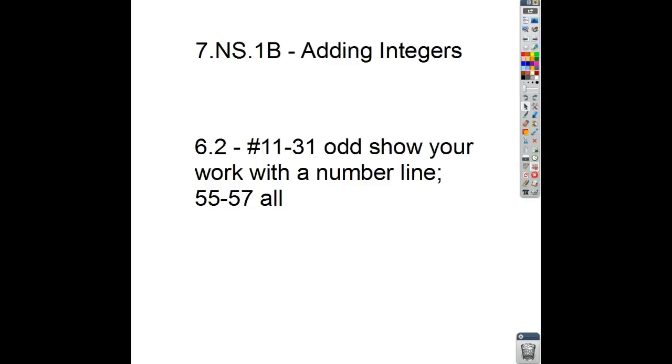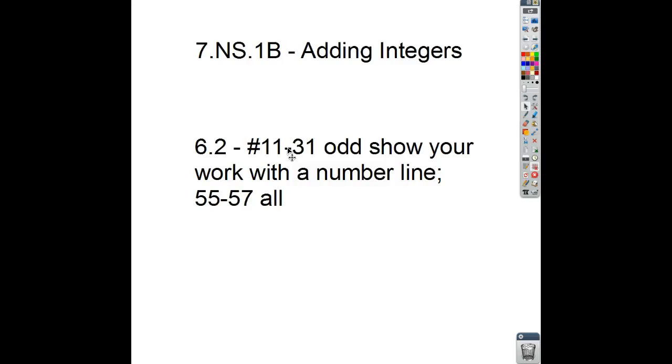So there were a bunch of students that were having a little difficulty using the number line. So I'm going to give you a couple of examples here to clear it up, hopefully, and give you sort of expectations fully. So this was the standard. We're talking about adding integers. This is the practice work that I wanted you to do.